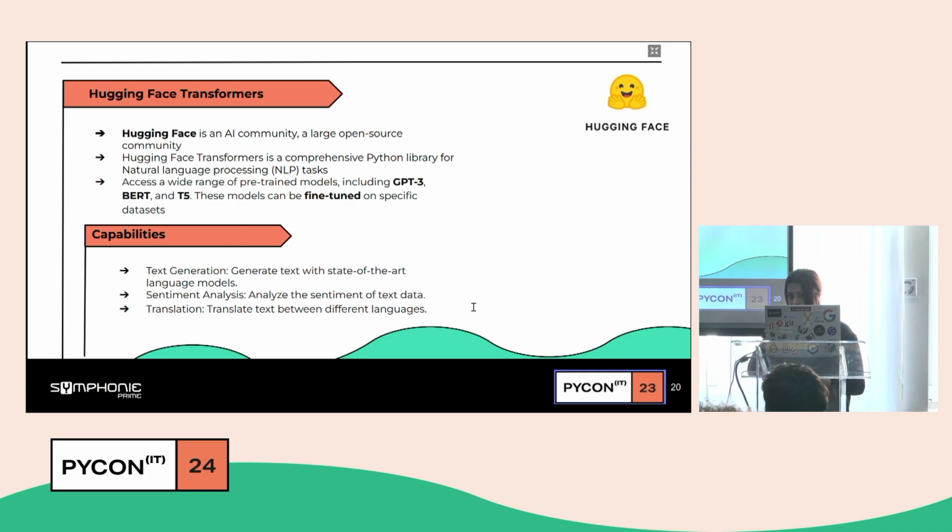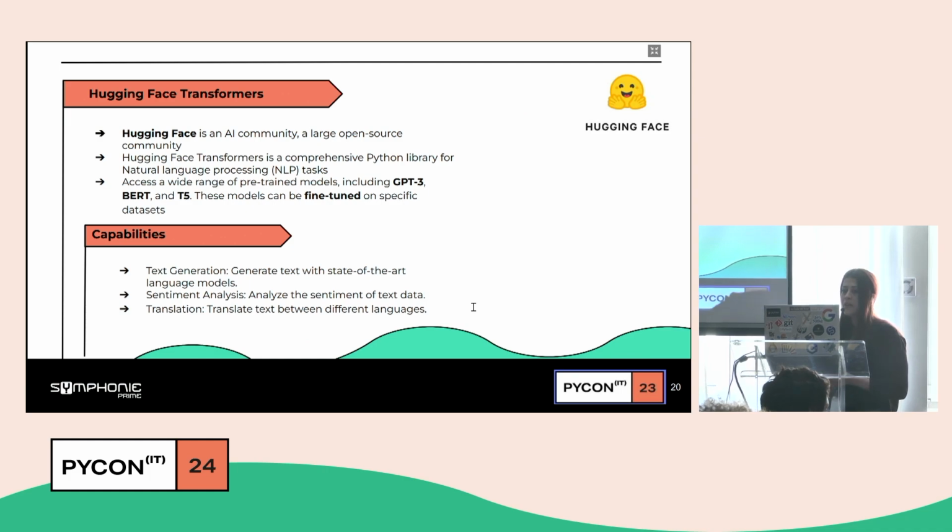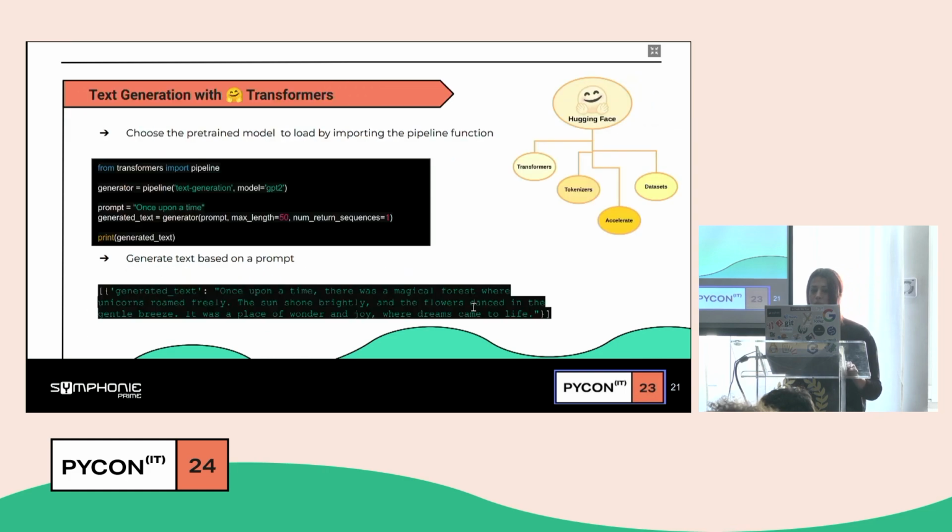And the powerful thing about Hugging Face is that it can also be used to fine-tune pre-trained models on our own specific data. It has several capabilities: it has tasks that are used to generate text, or it can be used to make sentiment analysis, and also it can be used to make translation of text. Here, for example, a very basic example on how to use text generation with Hugging Face transformers.